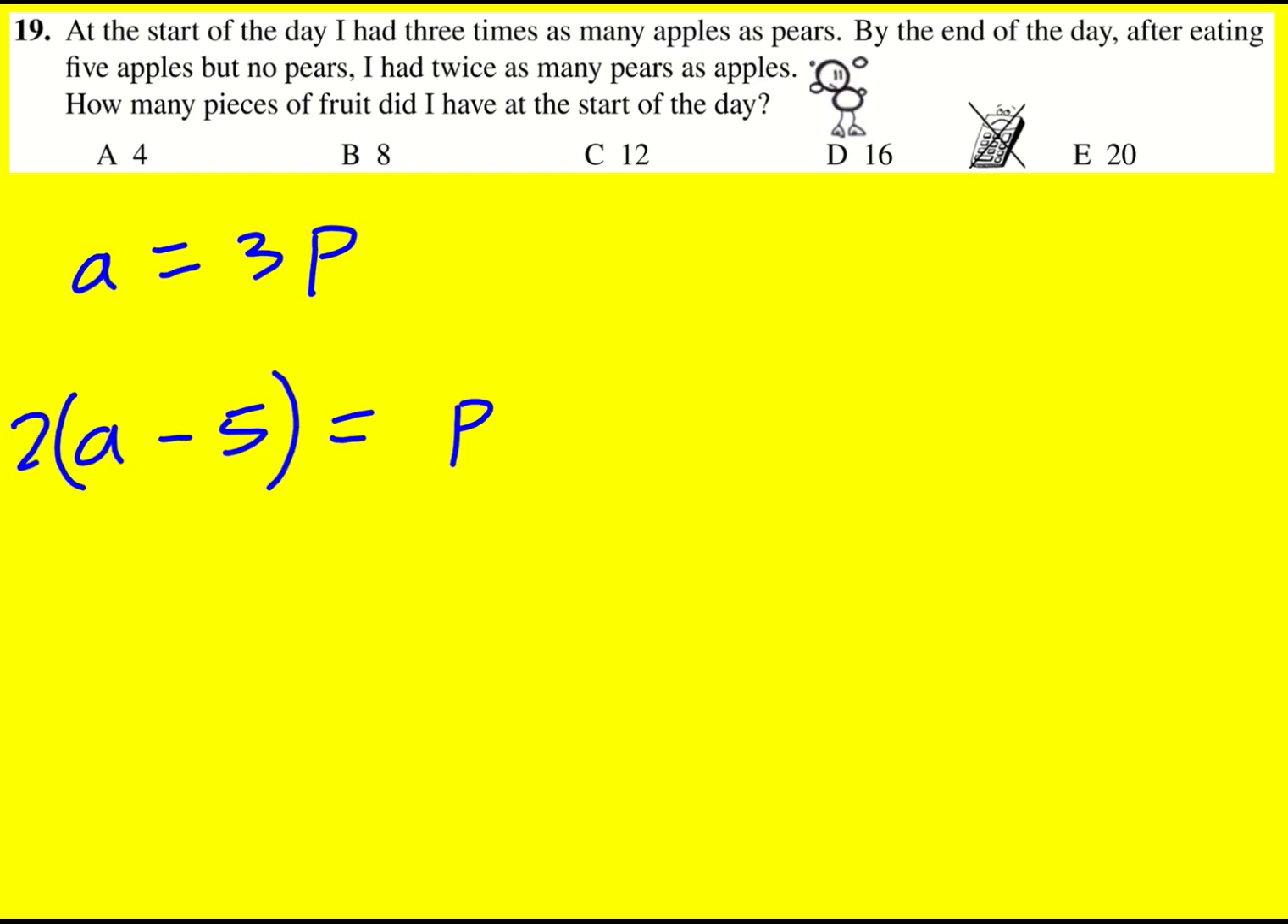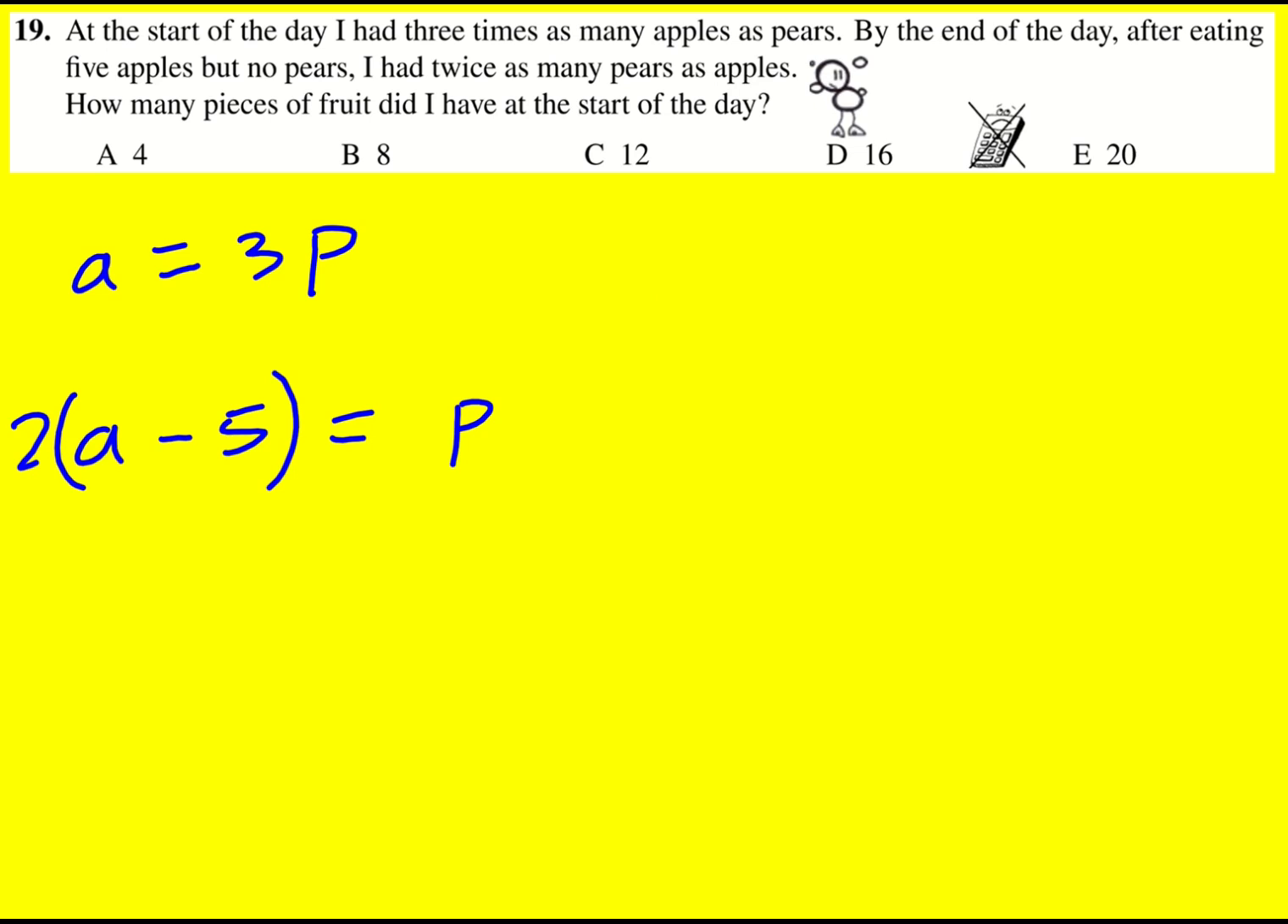That checks out. By the end of the day, after eating 5 apples, so I need to subtract 5 from it, but no pears, I had twice as many pears. So yeah, that checks out as well because if I had 2 left here, I'd have 4 pears. All right, how many pieces of fruit did I have at the start of the day?